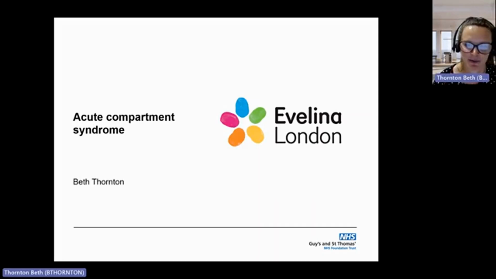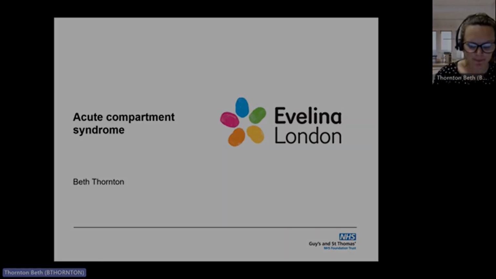My name's Beth, I'm an orthopaedic sister at the Evelina. We're just going to be talking through acute compartment syndrome today rather than chronic compartment syndrome. So we're just going to focus on the acute and we'll go through what it is, presentation and some of the treatment and management for it.